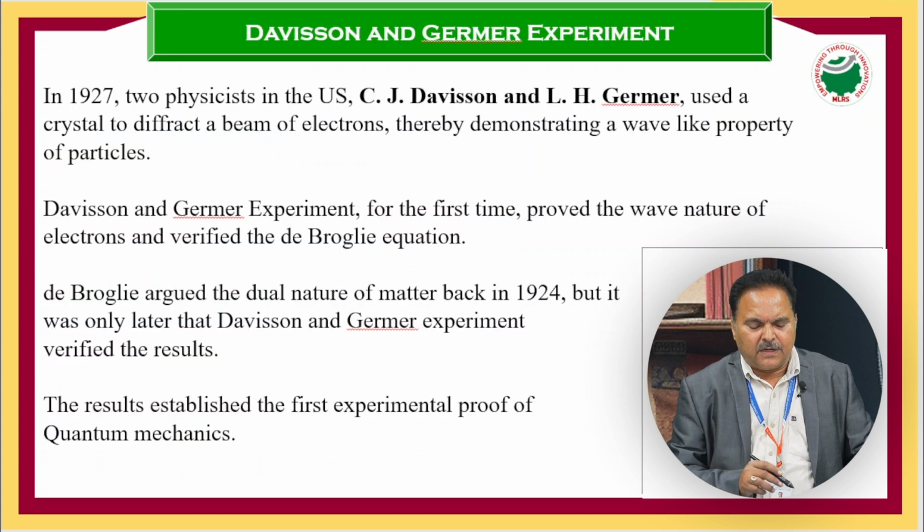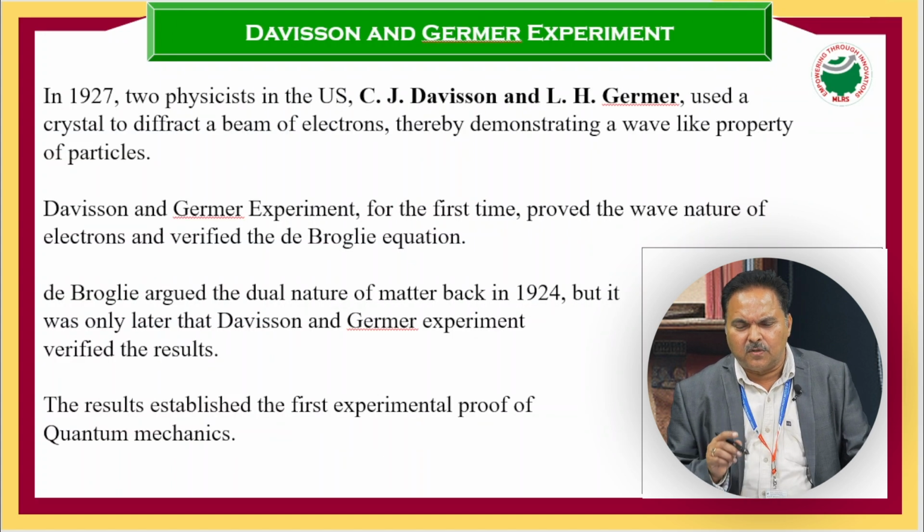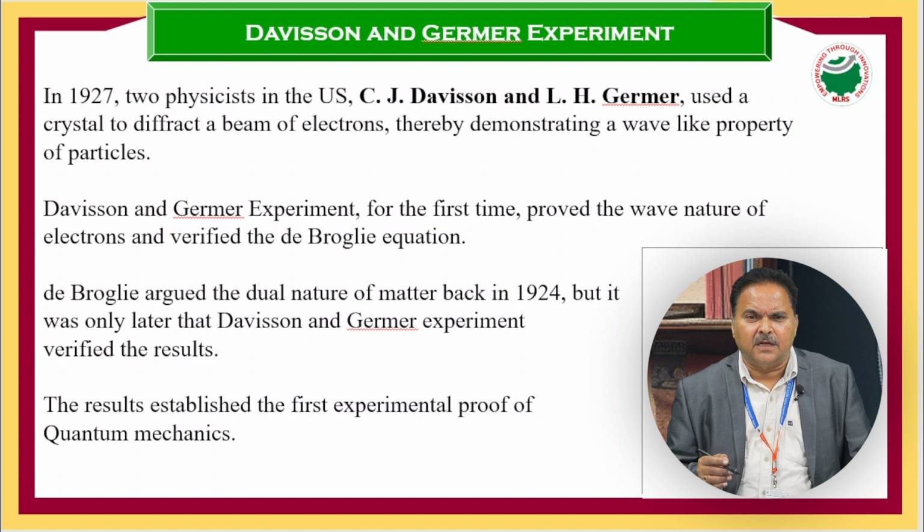So next, this one is the de Broglie hypothesis, which is only theoretical. For theoretical ones, we require some experimental proof, otherwise that theory may not be accepted. So for every theory, an experimental proof is required.